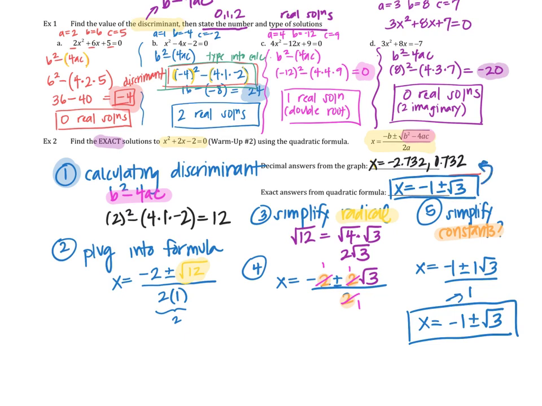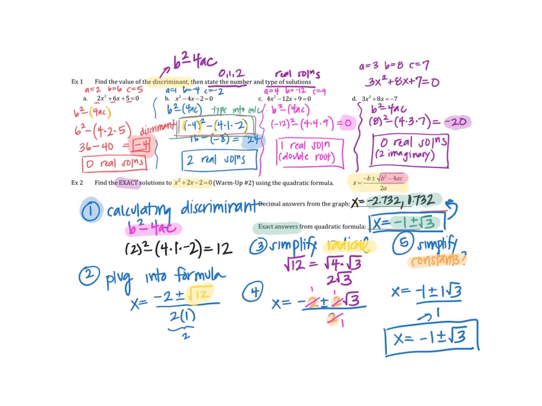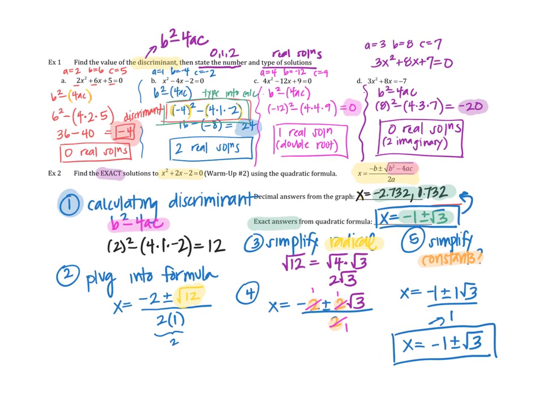So here's the connection, and here's the big idea. If I were to type negative 1 plus square root of 3 in my calculator, I'm going to get 0.732. And if I were to type negative 1 minus square root of 3, I'm going to get negative 2.732. Again, those match, but we want the exact answers, and that's what the quadratic formula does for us. Finishing this video, you should feel confident calculating the value of the discriminant, which is b squared minus 4ac, and then naming the number and type of solution.